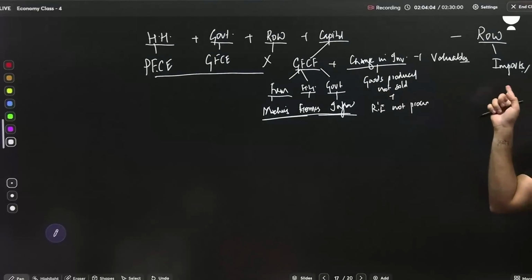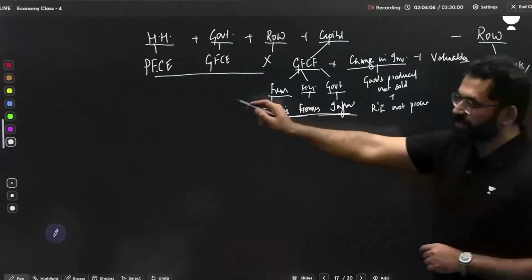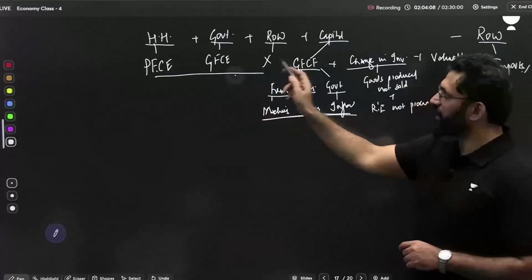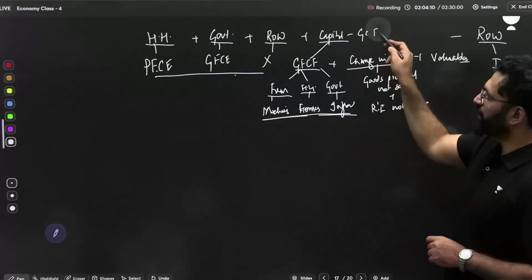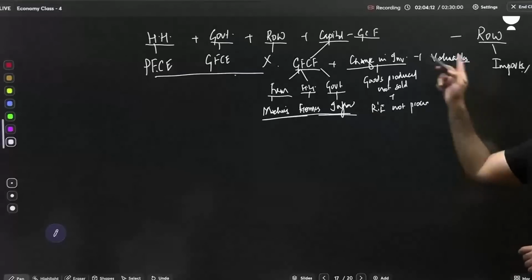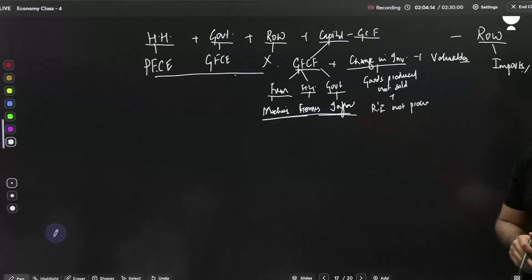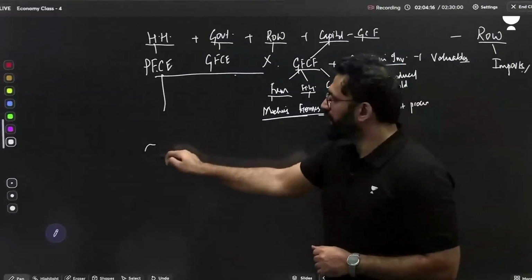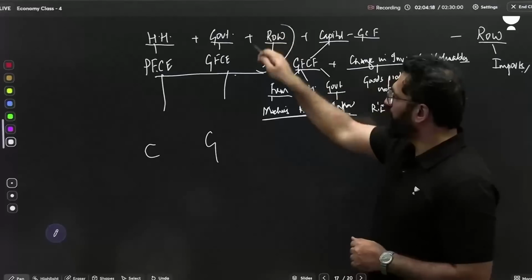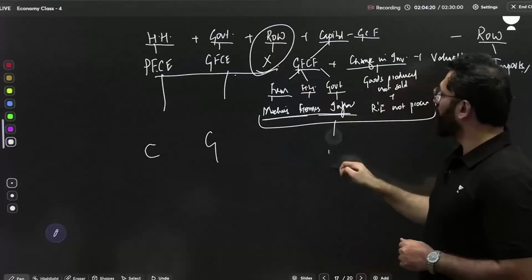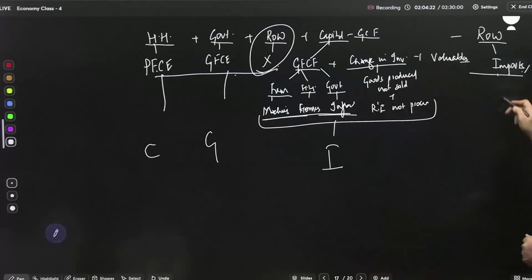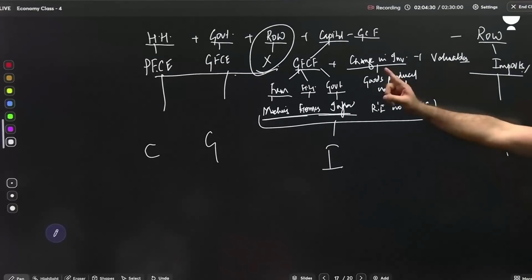That remains the same. So private final consumption expenditure, government final consumption, and gross capital formation, minus imports plus exports. This variable is what we use C. This is the variable X. This variable is I, and this variable is... whatever got produced. I have counted all expenditures.